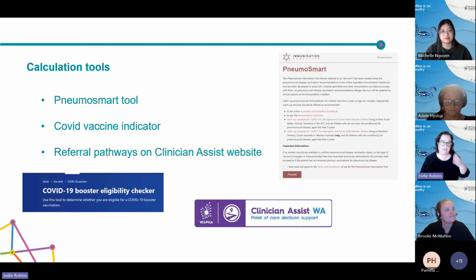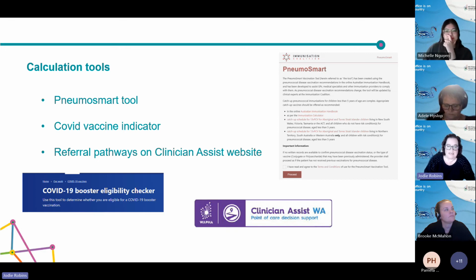So just a couple of calculation tools that not many people actually realise are available. The first one is your PneumoSmart tool, and there's a little picture of it there on the right-hand side of the screen. It's produced from the Immunisation Coalition, and you pop the patient details in there, whether or not they've got any comorbidities or any respiratory issues, whatnot, and it will tell you whether or not they are due a dose, whether they've had a dose. It's a good little tool. So if you've not used it before, by all means jump on and have a go at that one.